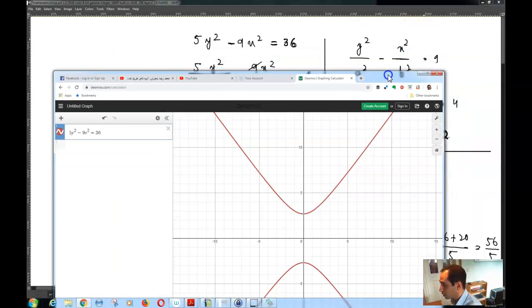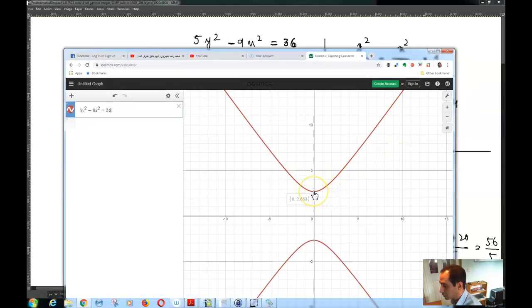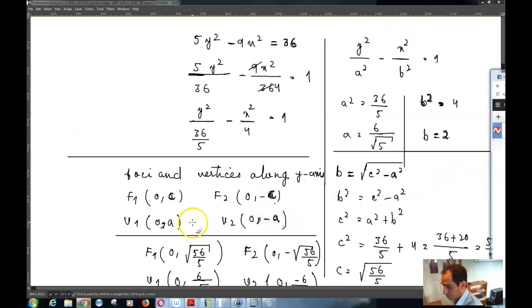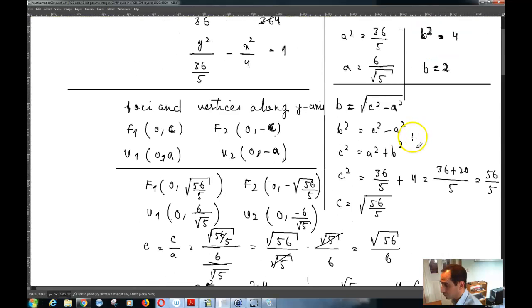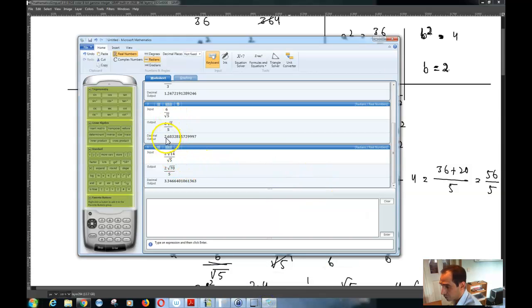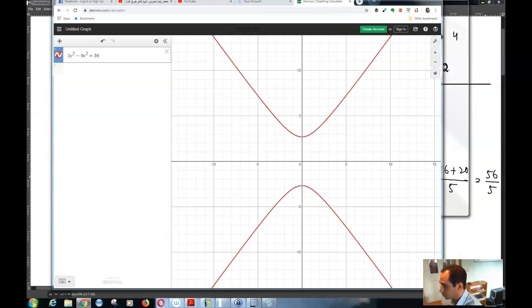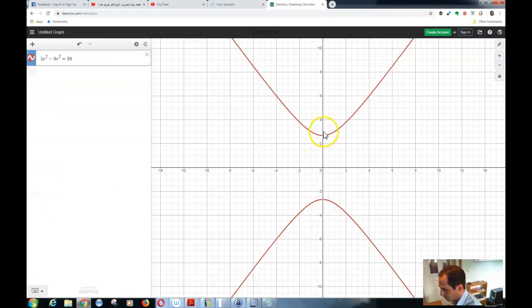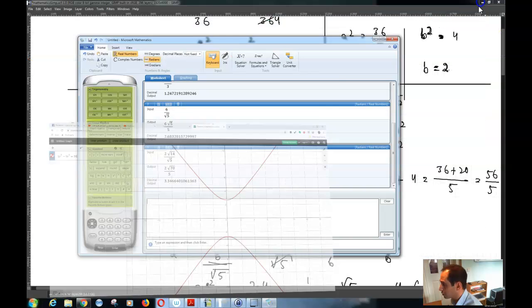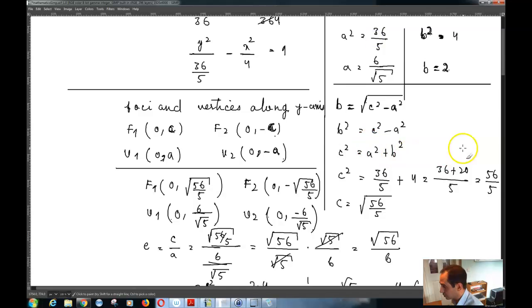But for example, the foci over here are at (0, 2.683). And the vertices that I got over here were 6 over square root of 5, which is 2.683, which agrees with the graph over here. And the answer that we have in the book does not really agree with the coordinates of the vertices, at least over here. So there is something wrong with that answer.